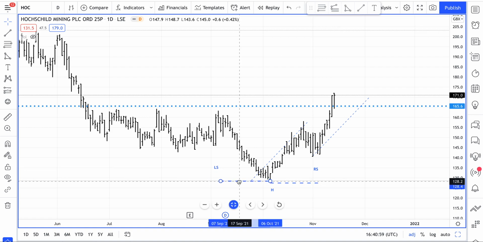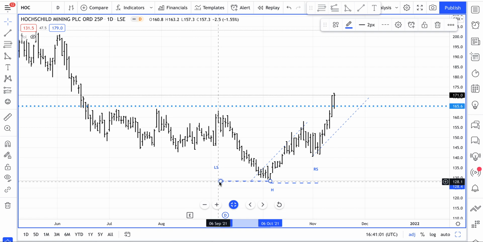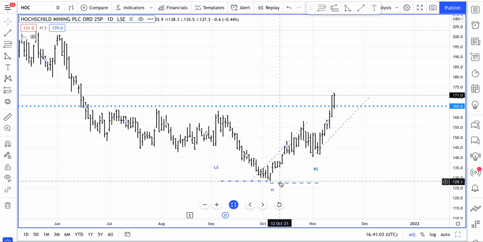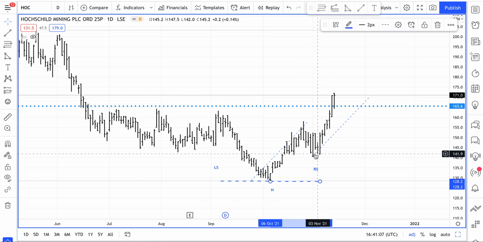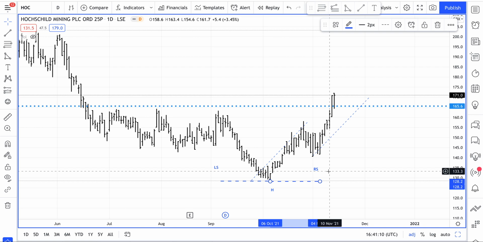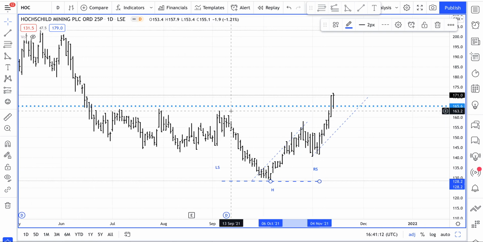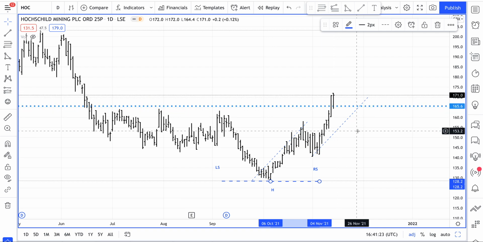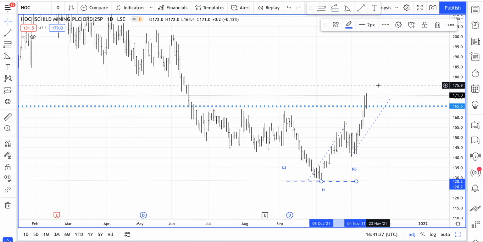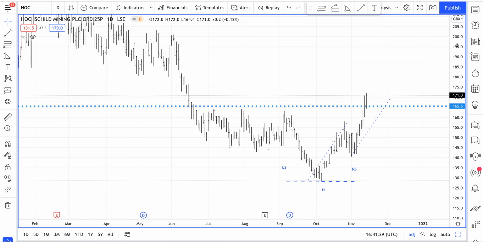If we just take this level and then the high which was formed here, we clone this and project it from here, it comes around this base on the right shoulder side of things, and then it took this level out on Thursday, which was around 165, and on Friday it had a little bit of a retracement, which is obviously possible because it did an ABCD. So this one is also a very interesting stock to watch.